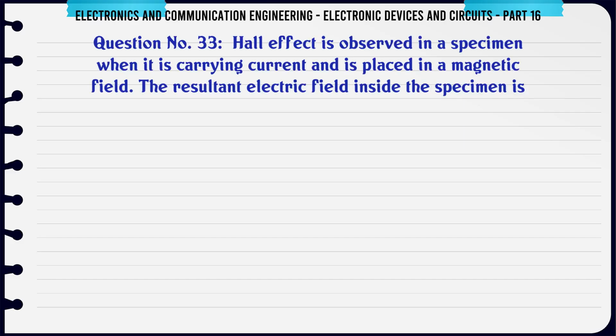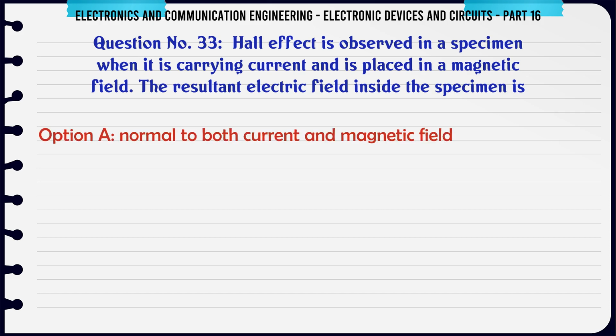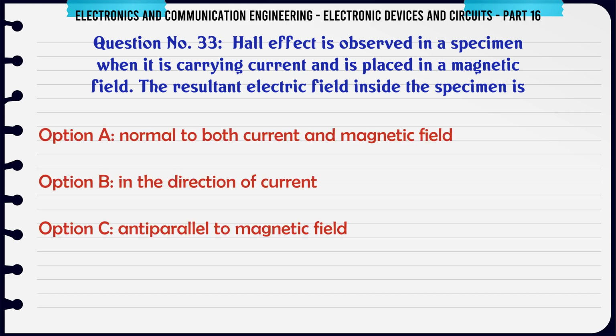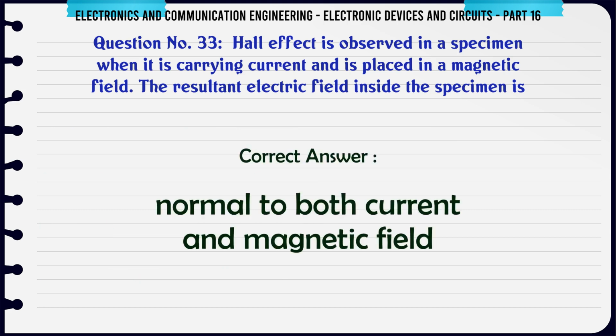Hall effect is observed in a specimen when it is carrying current and is placed in a magnetic field. The resultant electric field inside the specimen is A. normal to both current and magnetic field, B. in the direction of current, C. antiparallel to magnetic field, D. in arbitrary direction. The correct answer is normal to both current and magnetic field.